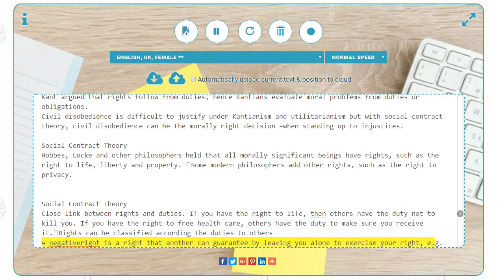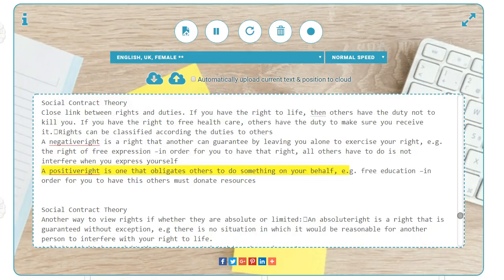A negative right is a right that another can guarantee by leaving you alone to exercise your right, e.g. the right of free expression. In order for you to have that right, all others have to do is not interfere when you express yourself. A positive right is one that obligates others to do something on your behalf, e.g. free education. In order for you to have this, others must donate resources.